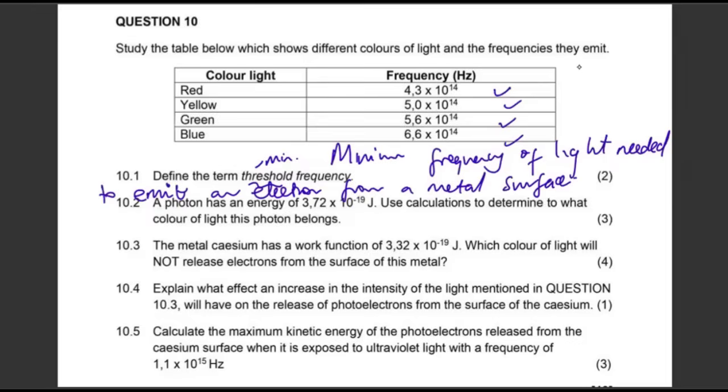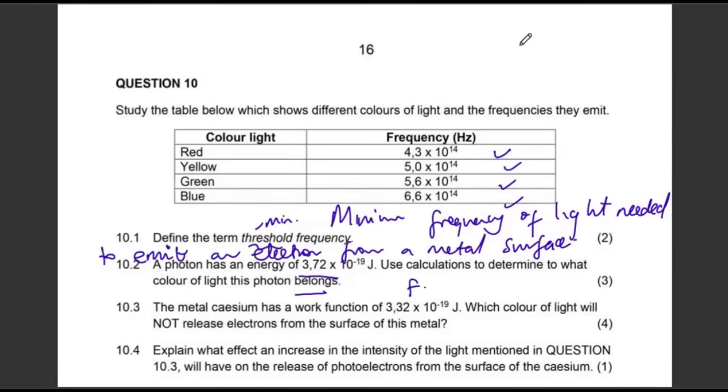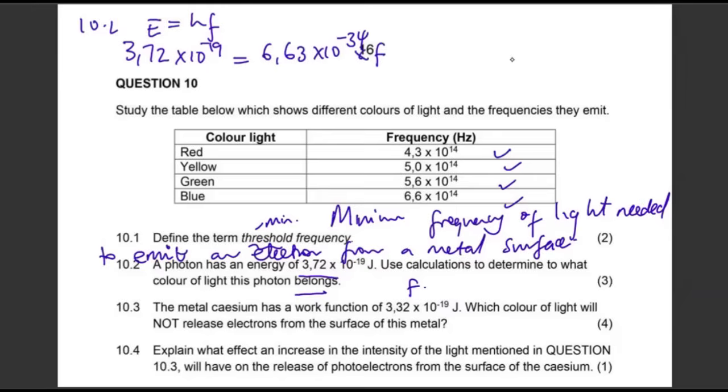Okay, then a photon has this much of energy. Use calculations to determine what type of color. Okay, so for us to get the color, we need to find the frequency. So we can use the Planck's formula and say that this is 10.2, E is equal to hf. Okay, so if our energy is 3,72 times 10 to the negative 19 is equal to h, which is 6,63 times 10 to the negative 34 times the frequency.